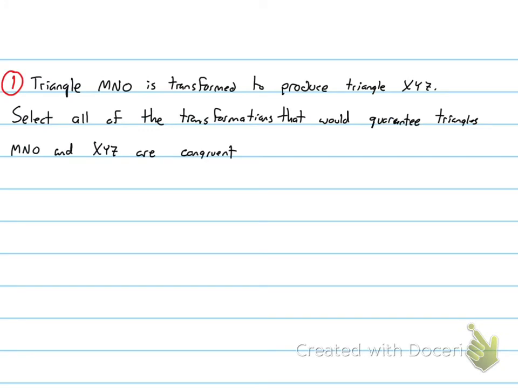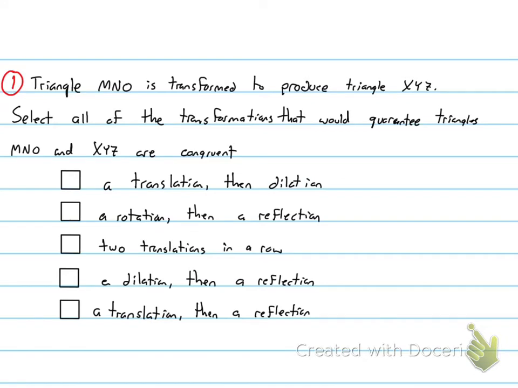So in the first example, let's say I have a problem like this. Triangle MNO is transformed to produce triangle XYZ. Select all the transformations that would guarantee that the triangles are congruent. So here are my options. The key here is that I want the shapes to be congruent, so I want them to be the same shape and size. So that would mean that any type of transformation other than a dilation would work. So wherever I see a dilation, I don't want to use that option.